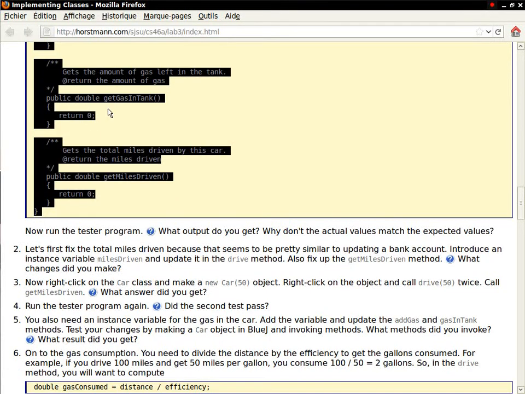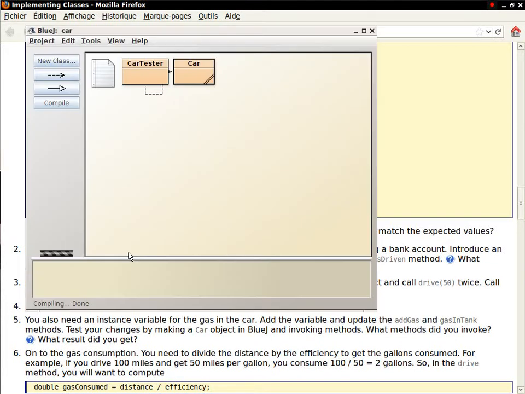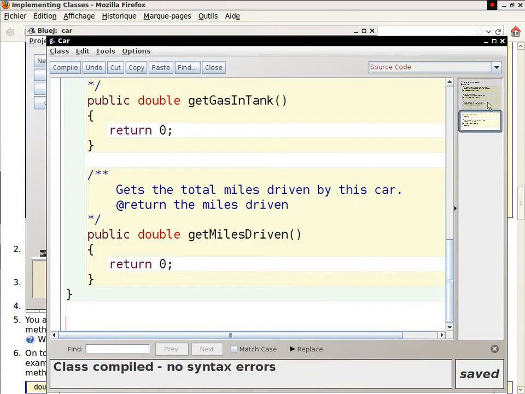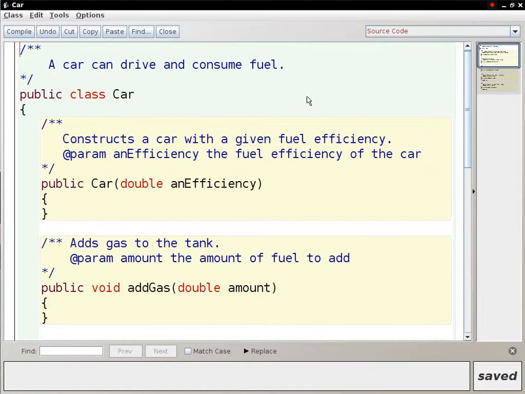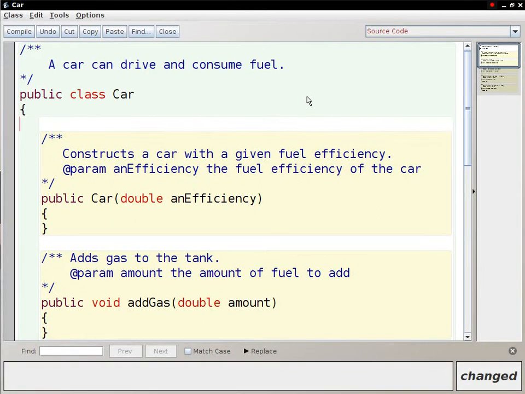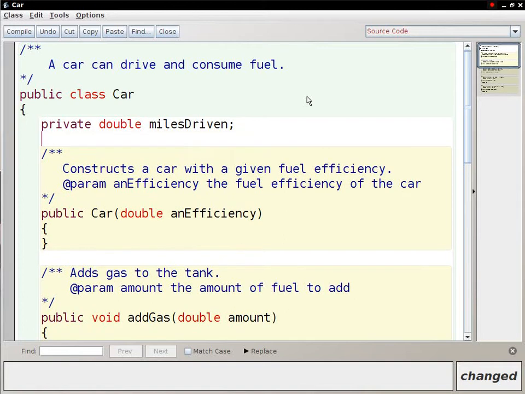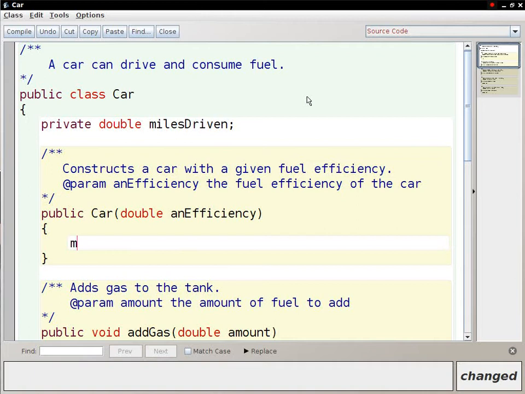All right, so it says we should start out with fixing the total miles driven. So let's look in the car. We need to keep track of the total miles driven. We do that by an instance variable. We always put the instance variables on top, and we should remember to always declare them as private. So here's my instance variable. Now it's a good idea to construct in the constructor to set it.